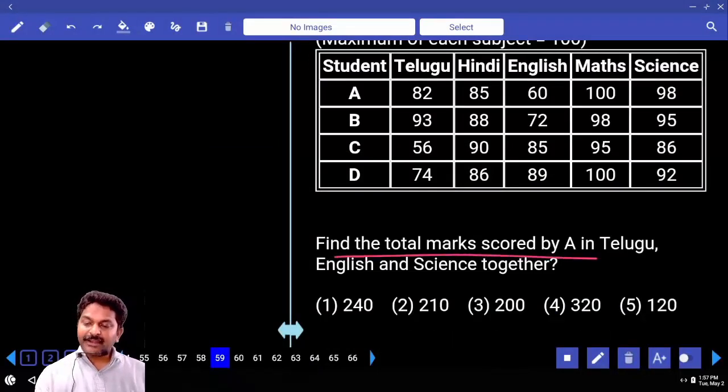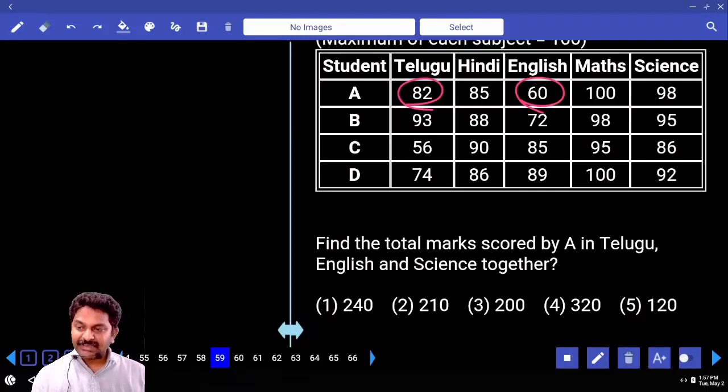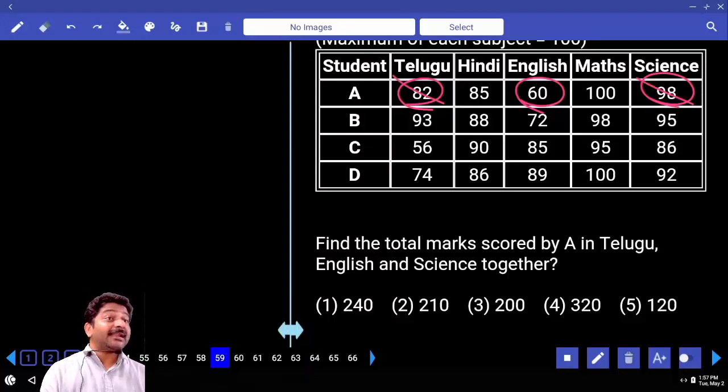Right. Find the total marks scored by A in Telugu, English, Science together. A in Telugu 82, English 60, Science 98. We were asked to calculate sum only. 82 plus 98, 180. 180 plus 60, 240.